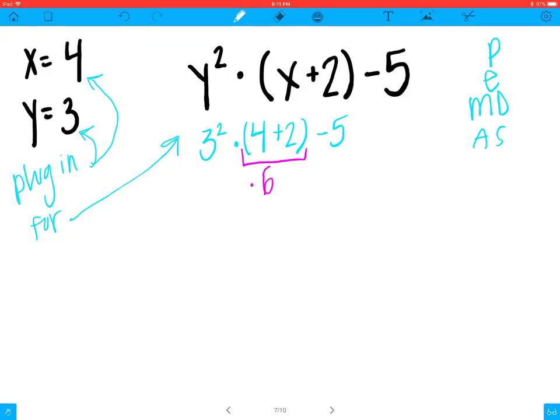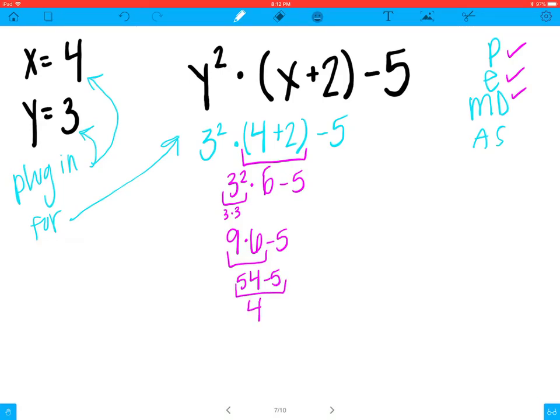And I rewrite the expression each time. 3 squared multiplied by 6 minus 5. Check my parentheses off. Exponents, I have that. 3 squared is not 3 multiplied by 2, it's 3 multiplied by 3. And that's 9. Now time to multiply. 9 multiplied by 6 is 54 minus 5. Time to subtract. I get an answer of 49.